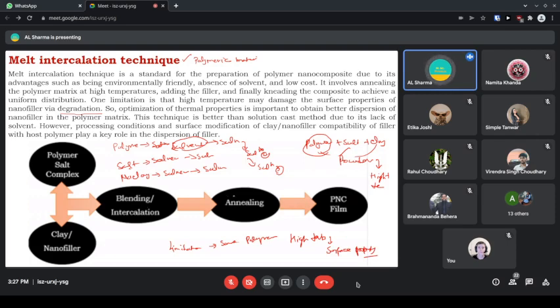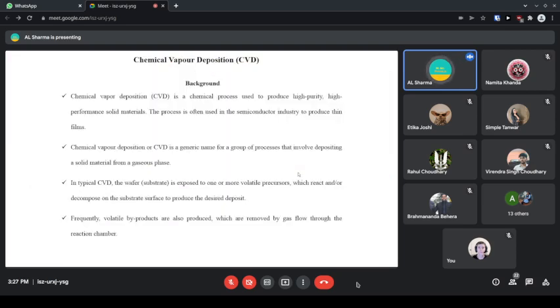Thereafter, the things are the same. Once the nanocomposite has been formed, using the hot press method you have seen, in that way you prepare the thin films using this melt intercalation technique. If anyone has any doubts, you can ask freely.